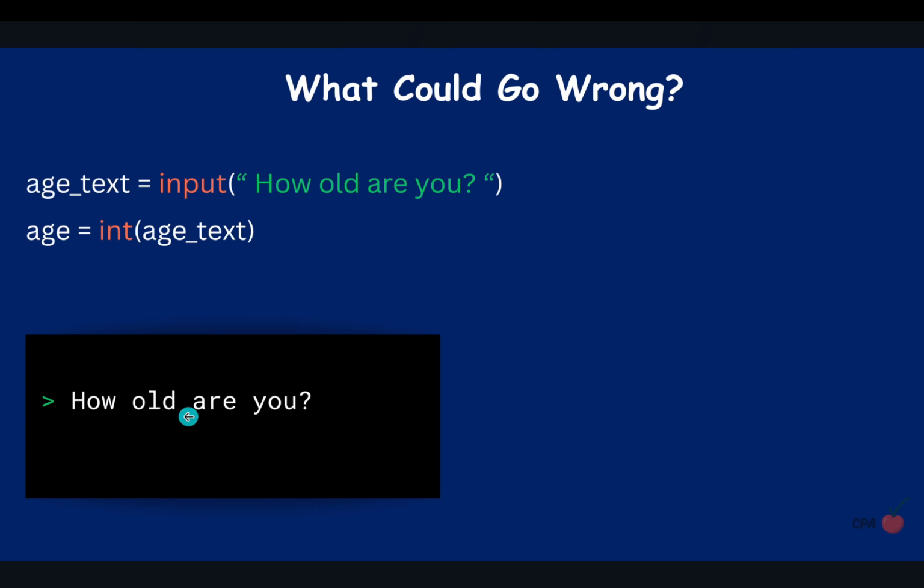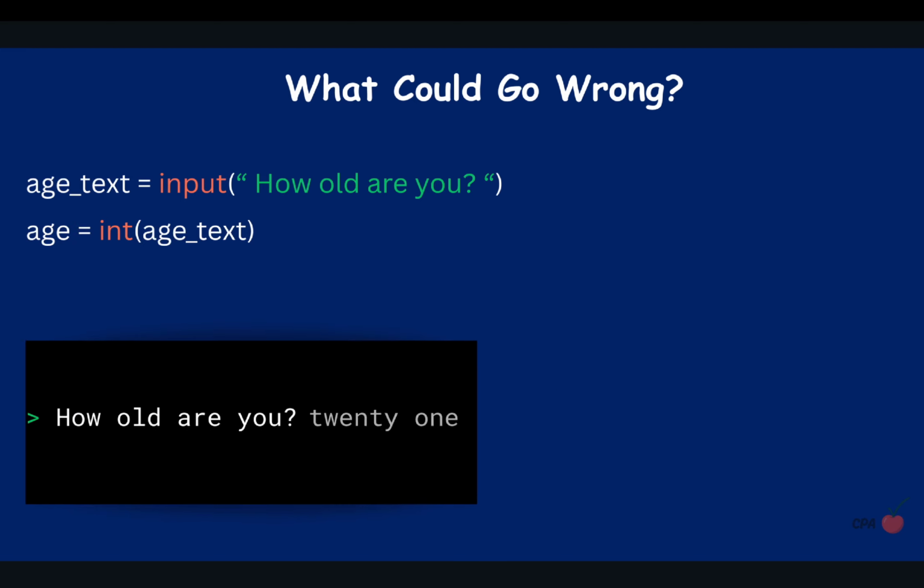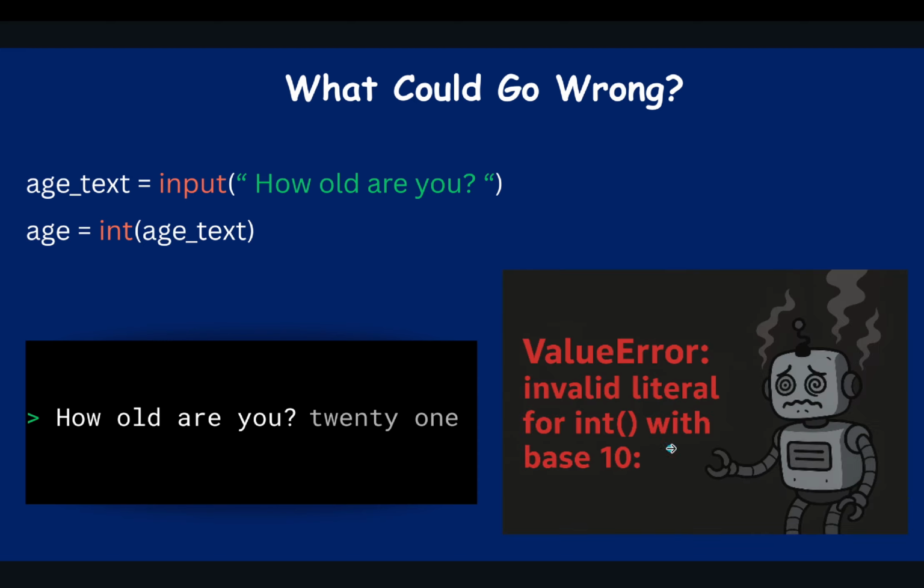Now we're asking the user how old they are, and let's say the user types in 21. This is fine. This will work because Python knows in this second line how to convert this 21 text to a number. But what if the user types the number out as a word? What happens now? Well, our program will crash with this scary looking ValueError. And the reason is that Python cannot, in this line, convert the word "twenty-one" to a number.